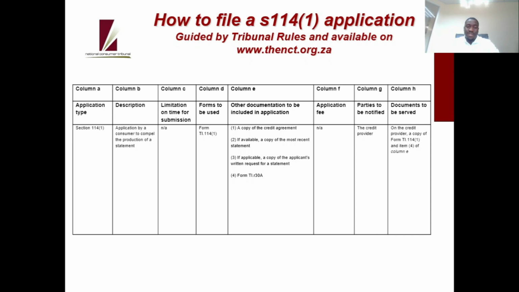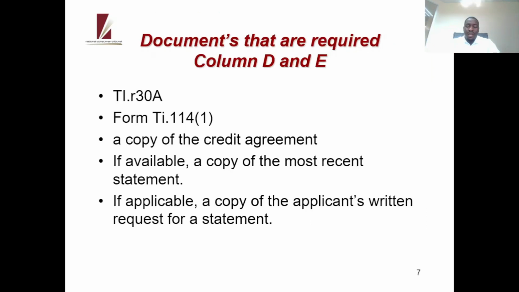The projected table is a step-by-step guideline on how to file a Section 114 application. These guidelines are guided by the tribunal rules, which are available on www.thenct.org.za. There are certain documents that are required to file a Section 114 application, as required in column D and E of the previous table. These documents are as follows: the Form TIR30A, the Form TI114, a copy of the credit agreement, and if available, a copy of the most recent statement. Also, if applicable, a copy of the applicant's written request for a statement.